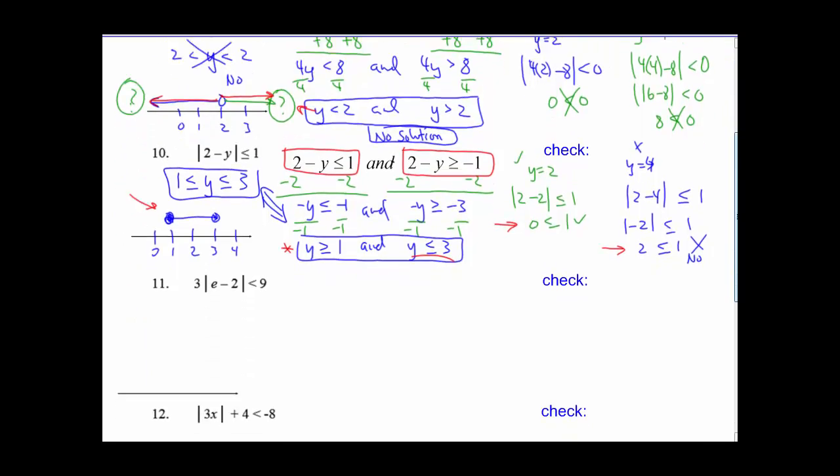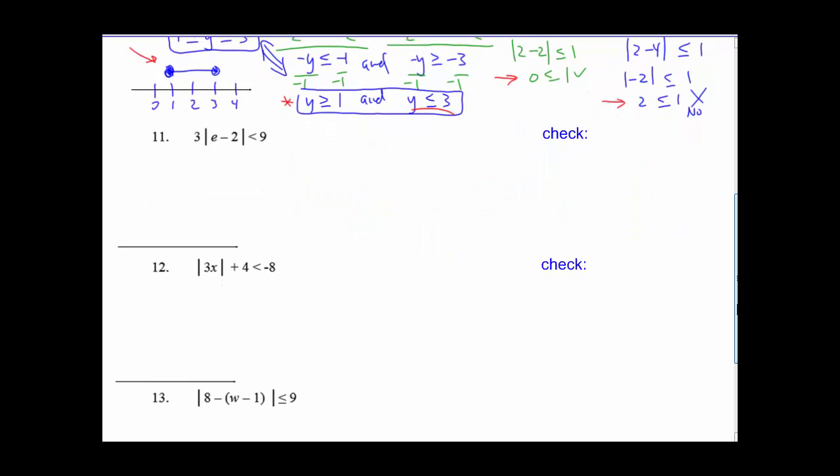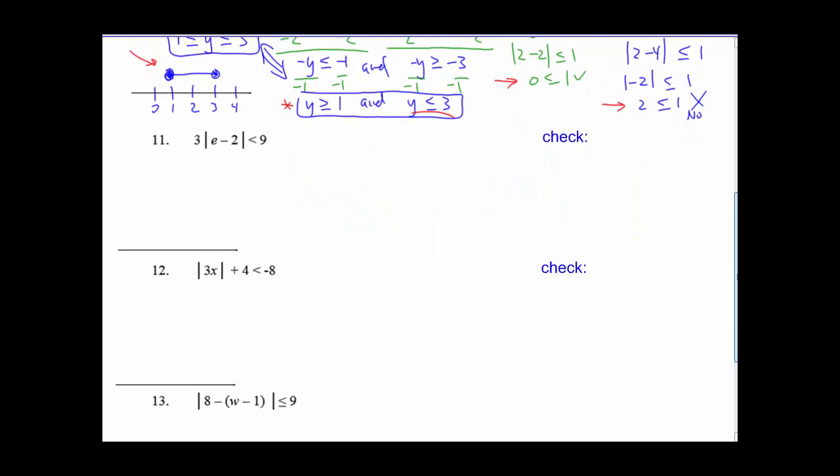Okay, 11 and 12. A little bit more complicated, and 13. Because now we have something again on the outside. But it applies just like lesson 3.7a, where we need to get the absolute value part by itself. So if we divide by this 3 first, and we divide the other side by 3, we're going to get the absolute value of e minus 2 should be less than 3. Now that the absolute value is by itself, we can write our two equations.